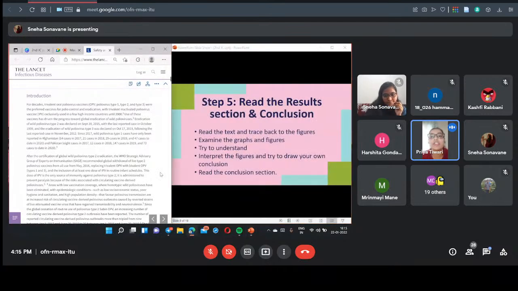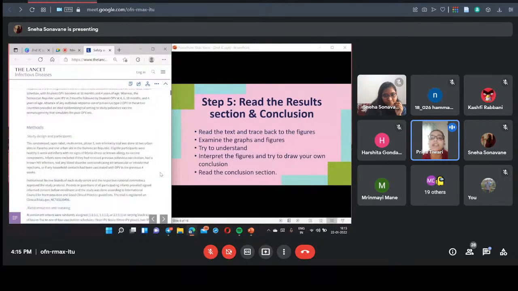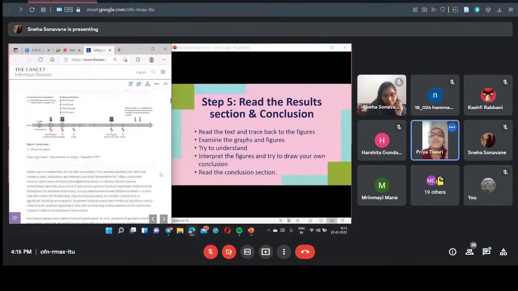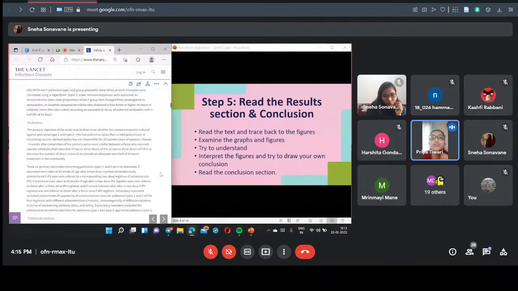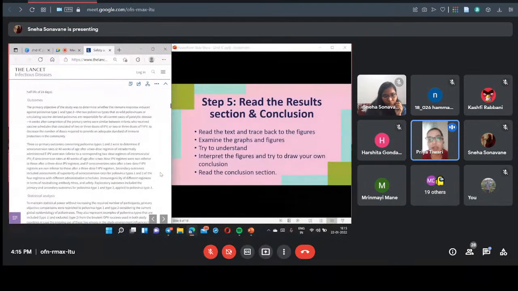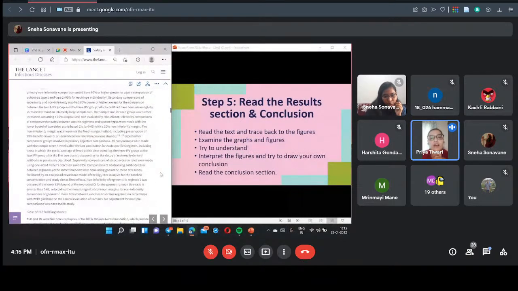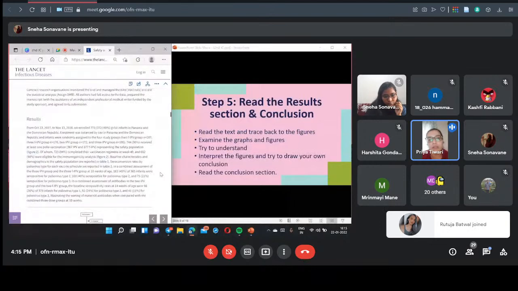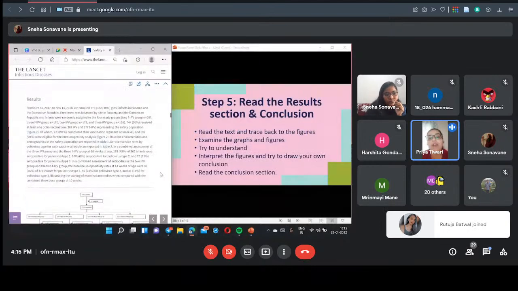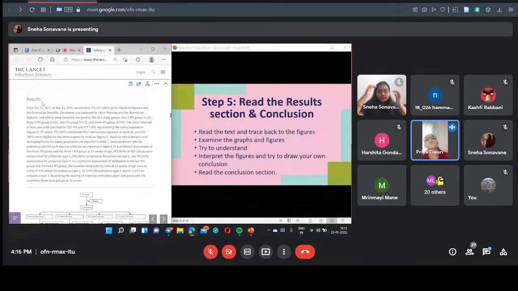Now here comes step 5, which is that you have to read the results and conclusion section. Now, in a research paper, after the introduction, the methodology section is mentioned, but you will not read the methodology, that is the methods and material section. After the introduction, you will directly jump to the results section. Why you do not read the methods, I'll tell you in the end, but now you have to read the results section and conclusion section first.